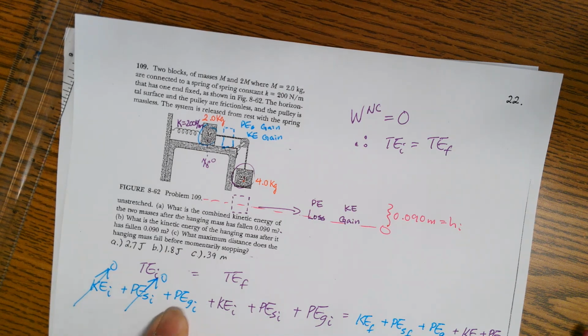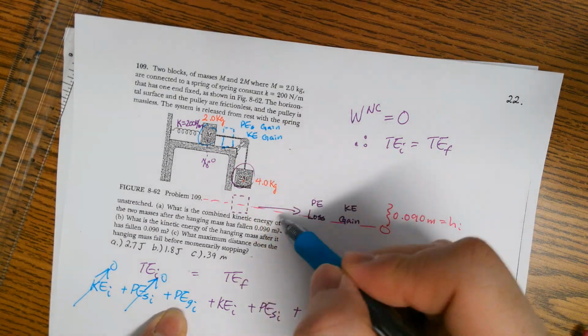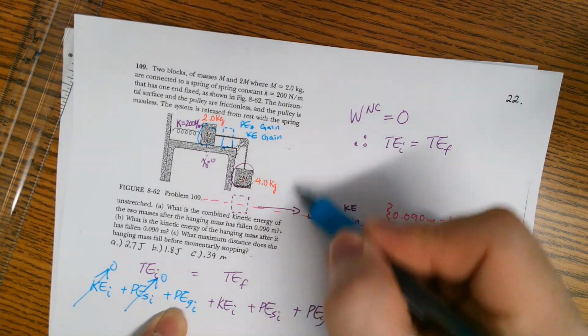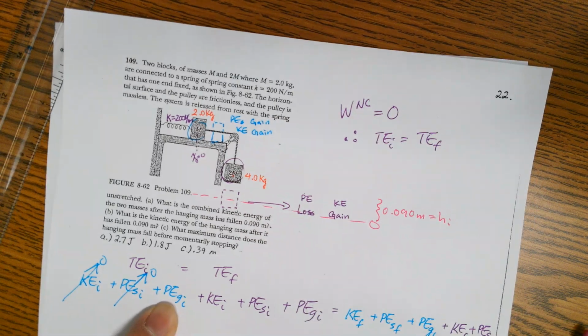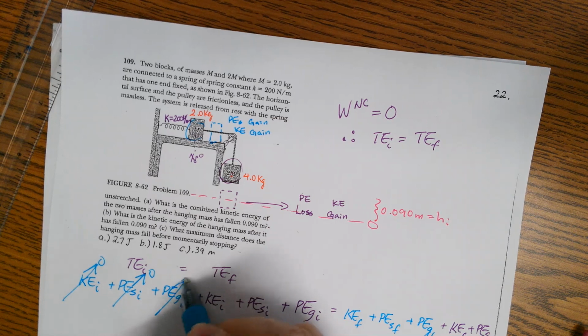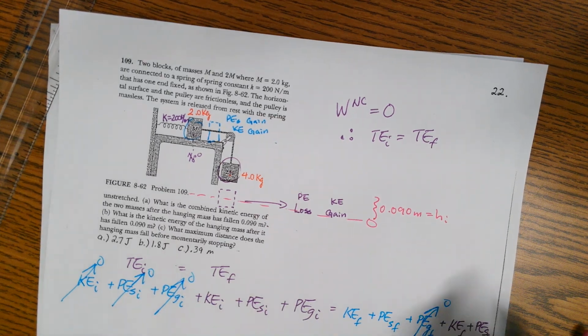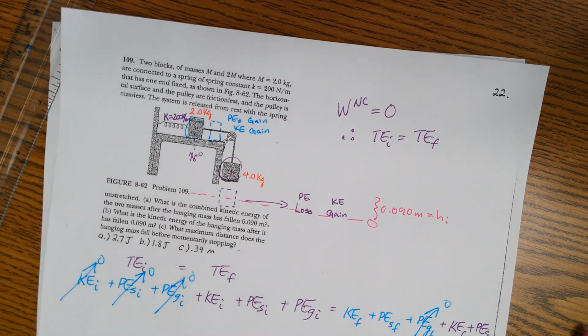Does this thing have gravitational potential energy initial? In a sense, yes, because it does have height from here to here. But does it change here? The height doesn't change for the blue block. Does that make sense? Therefore, this is zero as well as this is zero. I mean, you could think of it that way.